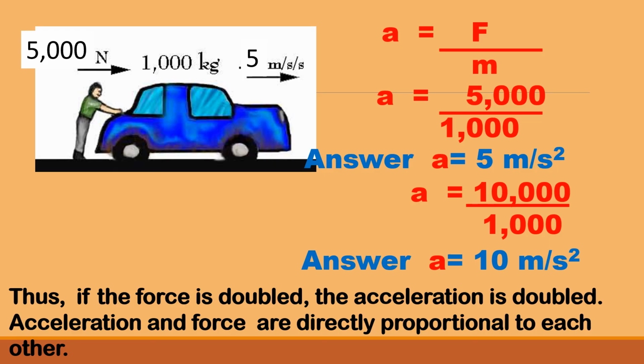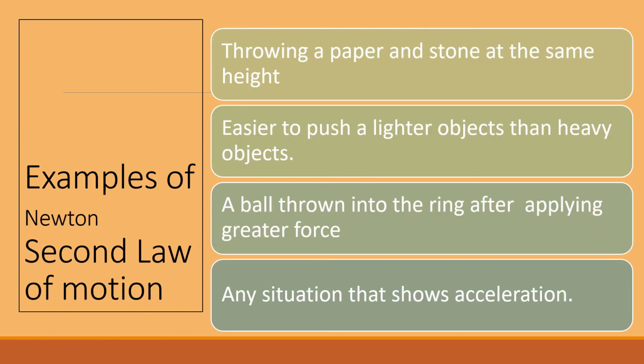Okay, if the force is doubled, the acceleration is also doubled. So acceleration and force are directly proportional to each other. So these are the examples of Newton's second law of motion. First, throwing a paper and a stone at the same time, at the same height. Second, it is easier to push a lighter object than a heavier object. Another one is a ball thrown in a ring after applying a greater force. And any situation that shows acceleration is an example of the second law of motion.